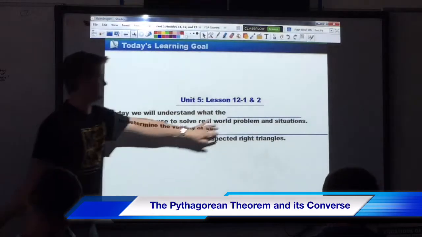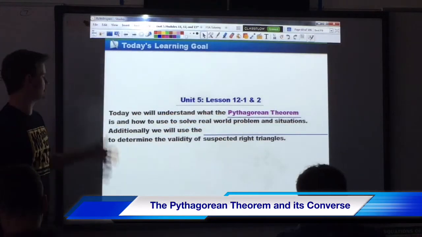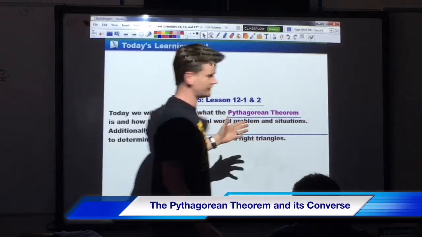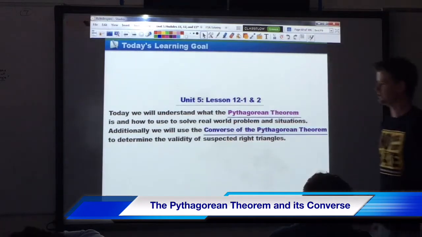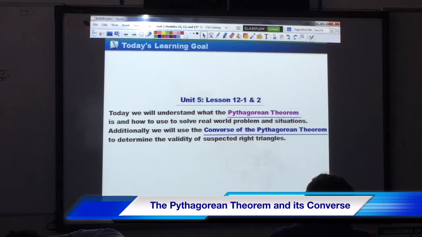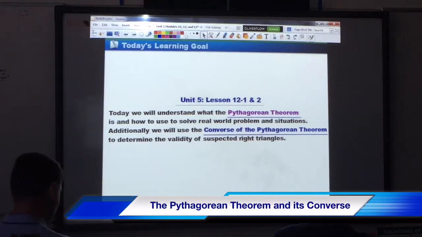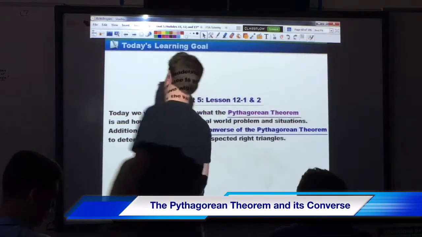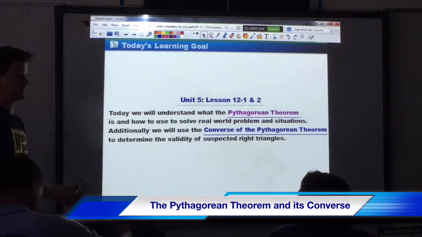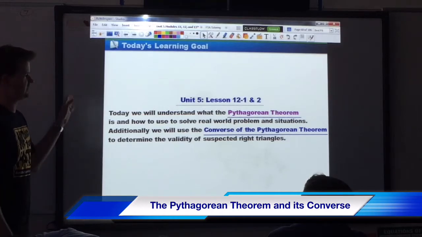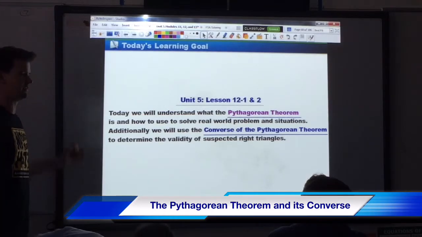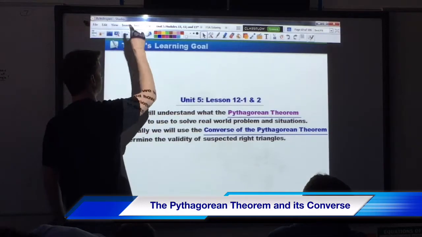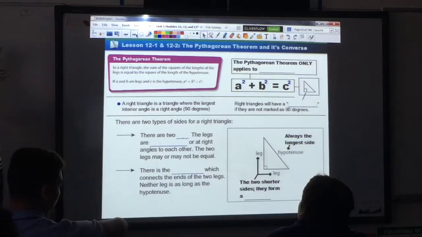Today we will understand what the Pythagorean Theorem is and how to use it to solve real-world problems and situations. Additionally, we will use the converse of the Pythagorean Theorem. When I say converse, I don't mean the shoes. The converse of the Pythagorean Theorem is used to determine the validity of suspected right triangles. Converse simply means if this equation is only for right triangles, then you have to satisfy the equation to be a right triangle. You got to have a true statement. We'll get there. Right now, we're starting off with the basics.